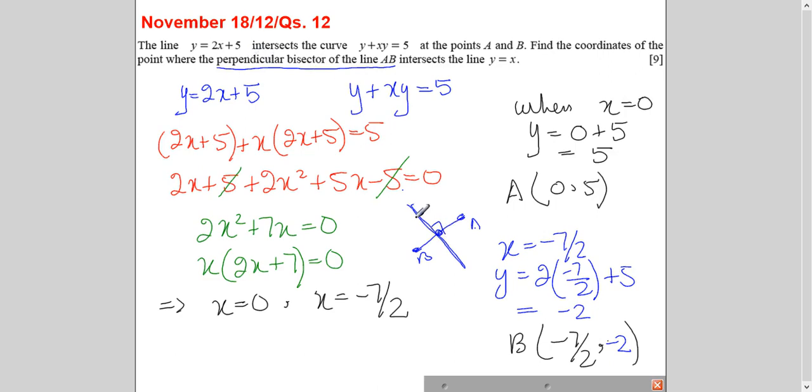This is the meaning of perpendicular bisector. Now, what about this line? The question is saying, find the coordinates of the point where the perpendicular bisector of the line AB intersects this line. It means this line is intersecting with this line.